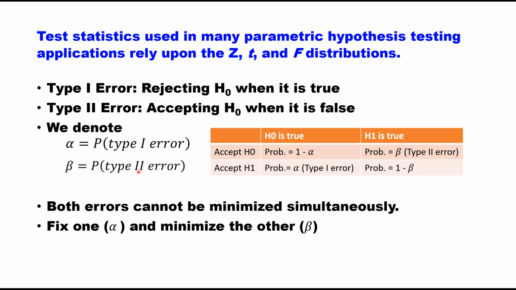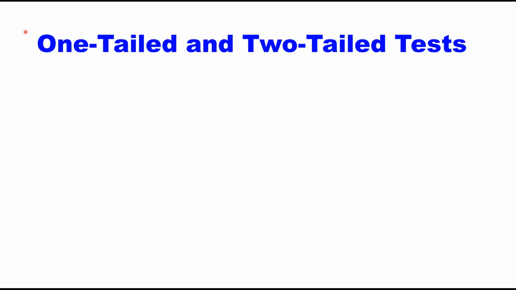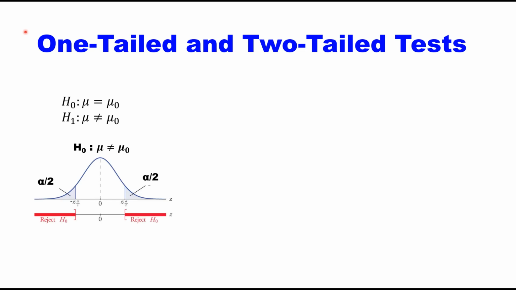Remember, both errors cannot be minimized simultaneously. Fix one and minimize the other. So generally we assume the value of alpha, that is the level of significance. Or you can say 1 minus alpha is the level of confidence. There are two types of test. One is one-tailed test and the other is two-tailed test. Now when you take a hypothesis like this, that the null hypothesis is mu is equal to mu naught and the alternate hypothesis is mu is not equal to mu naught.